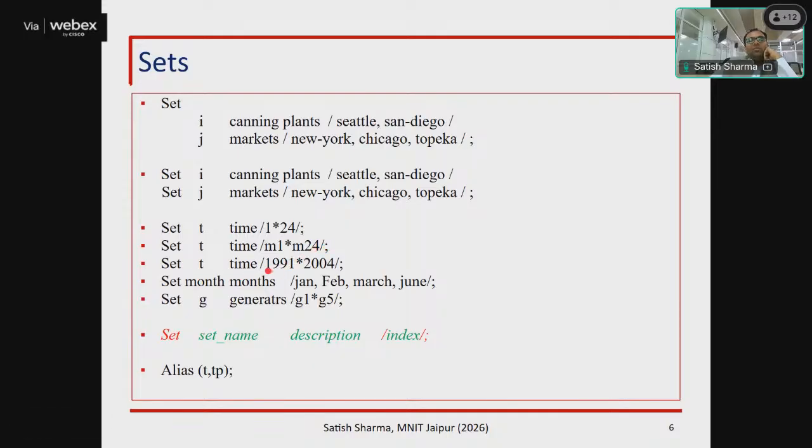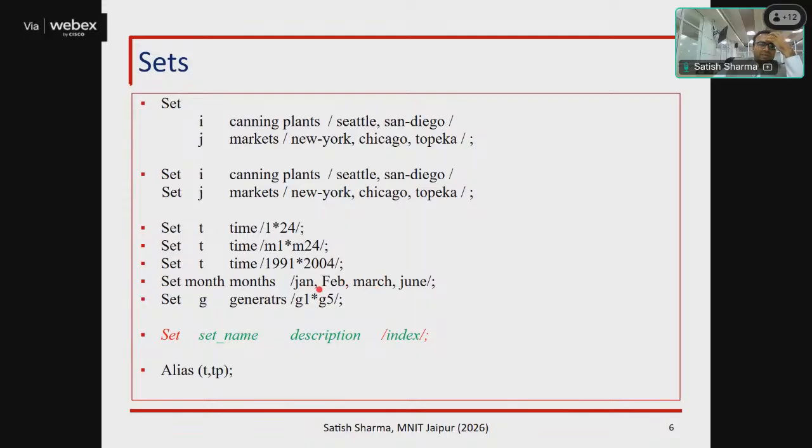If you define it like 1991*2004, then it will be 1991, 92, 93, and so on, so different years can be there. Sometimes we define a set where the name is month and the description is month, and then I have defined Jan, Feb, March, and June. So these are my different set members. You can see here that it need not be continuous. It's a user input, so I can define any members in this particular one.